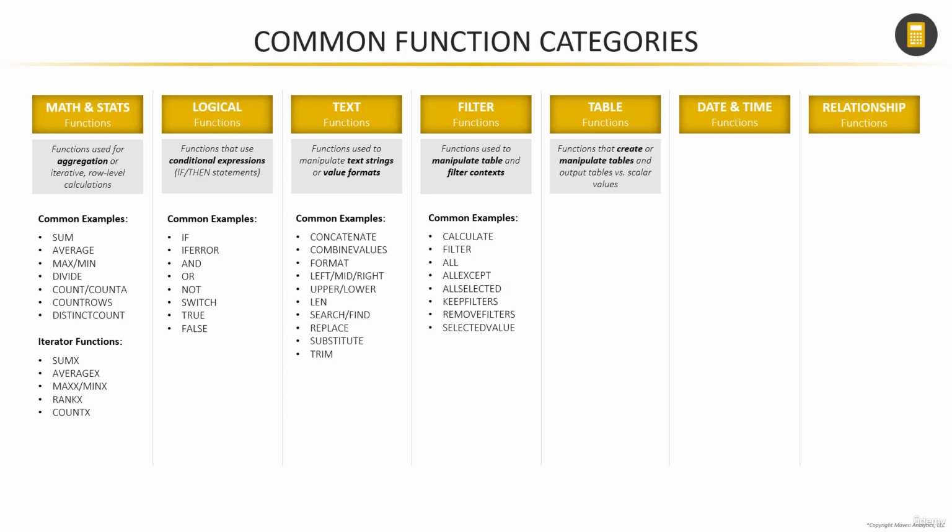After that, we've got table functions, which can be used to create an output table of data and not scalar or single values. Some of the most commonly used functions here in this category are DISTINCT and VALUES. We've got some joining functions like UNION and INTERSECT, and table manipulation functions like TOPN.